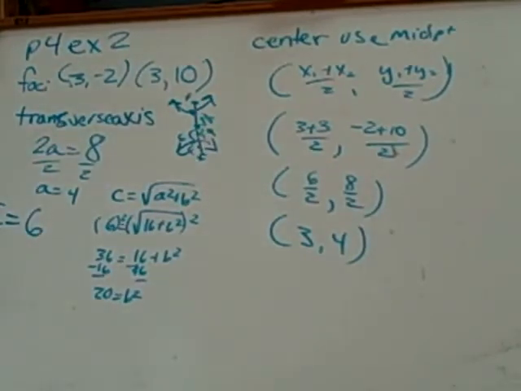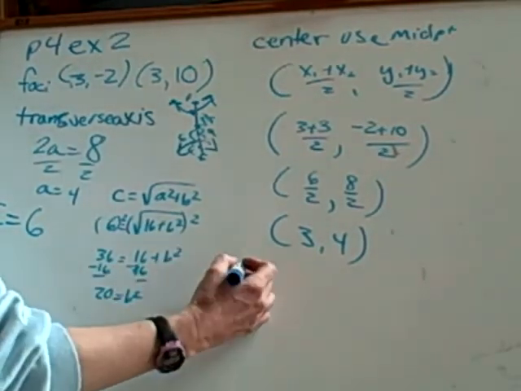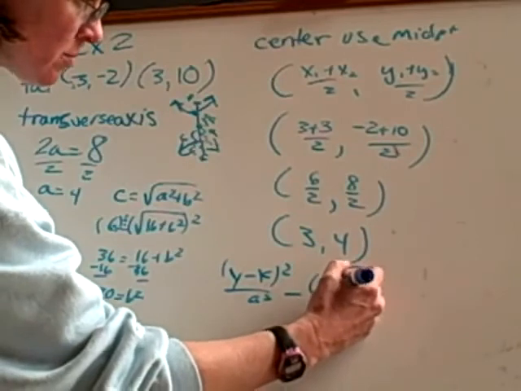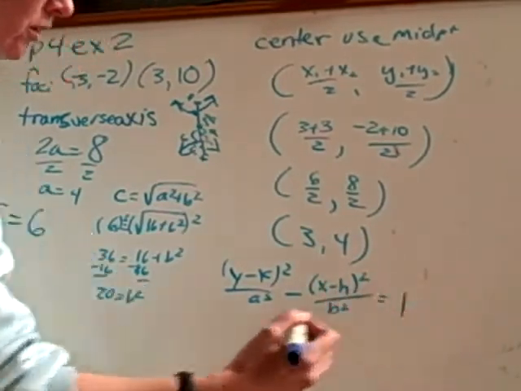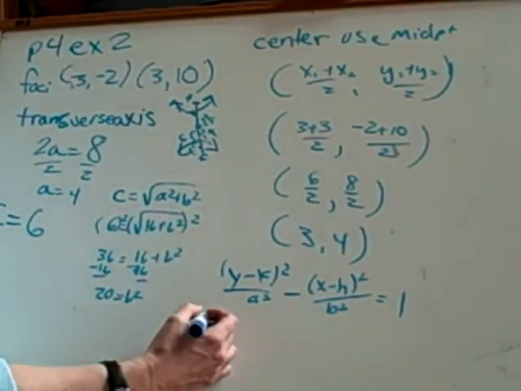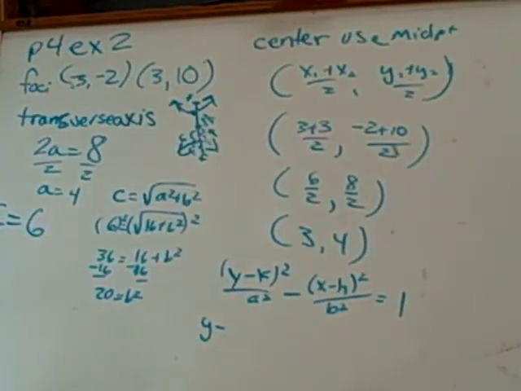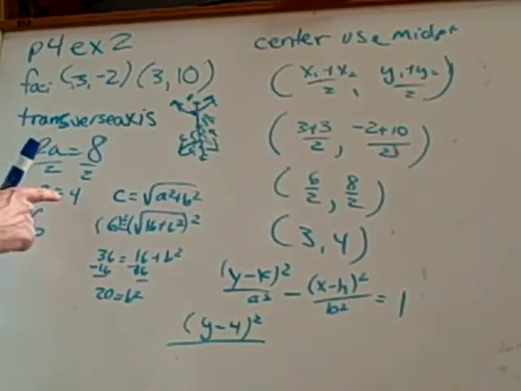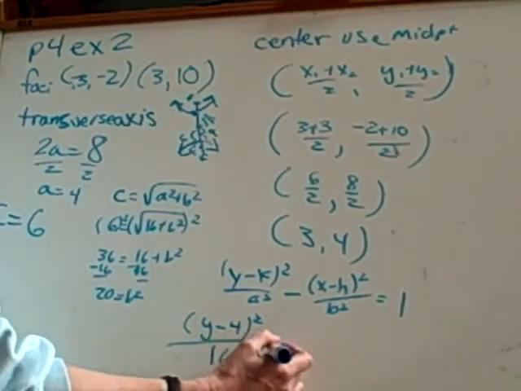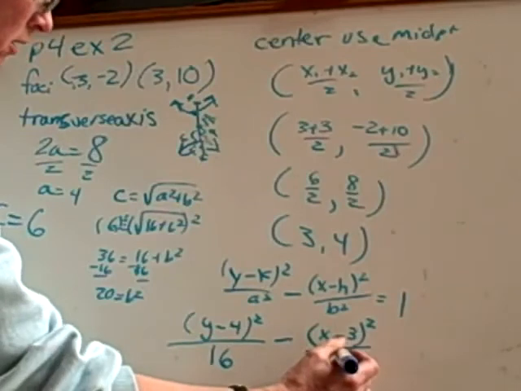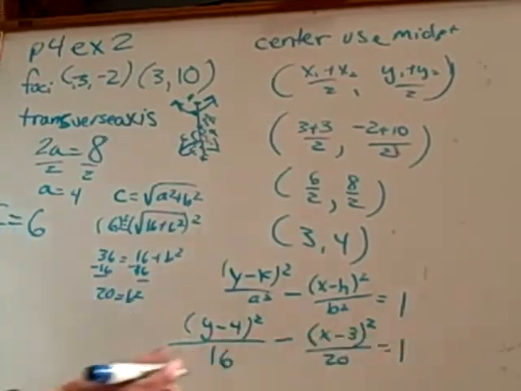I shouldn't have to change that, because in my formula it's b squared. So I'm going to write down the general form. It's y minus k quantity squared over a squared minus x minus h quantity squared over b squared equals 1. Do we know our center? Yes. Our a? Yep. Our b? Yep. So we can fill it in. Y minus 4, where's my center? (3, 4). So (y minus 4) quantity squared over, a was 4, so a squared is 16, minus (x minus 3) quantity squared, came from the center here, all over 20 equals 1. There's your equation.